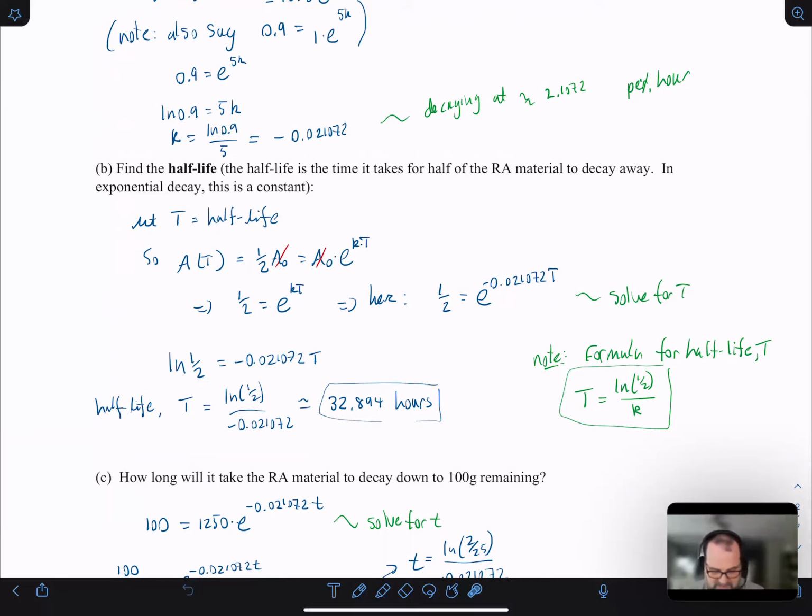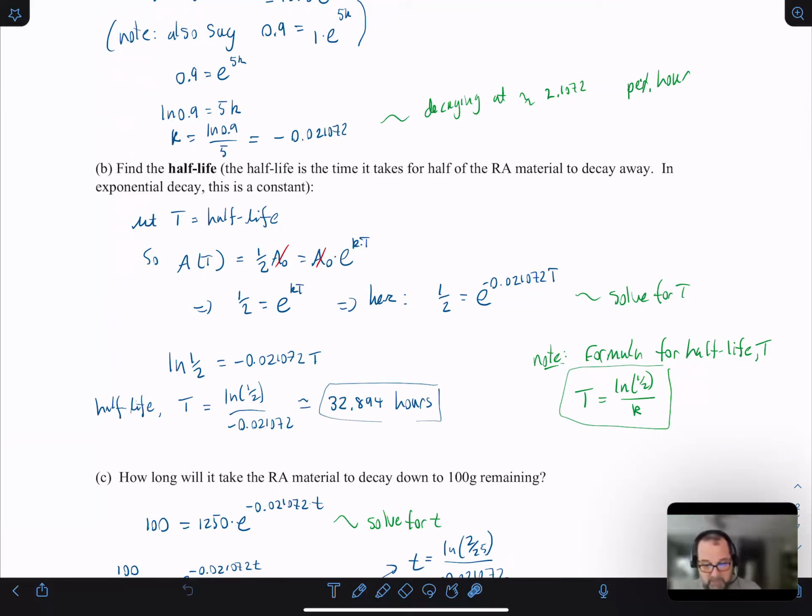That means that if you start with 1,000 grams of this material, after 32.894 hours, you will only have 500 grams left. And in fact, if you start with 2 grams of this material, after 32.894 hours, you will only have 1 gram left. This is our half-life.